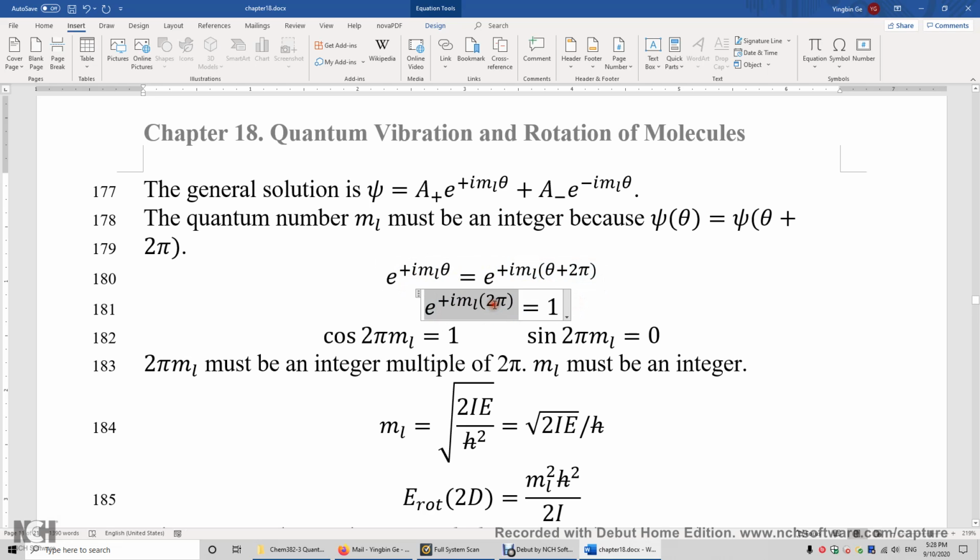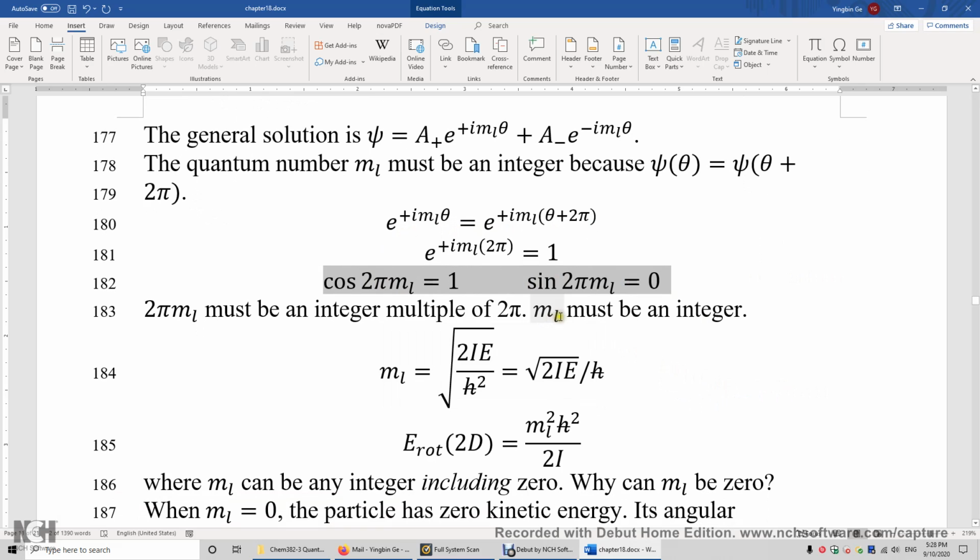We expand this exponential function. We get cosine 2 pi m sub l plus i times sine 2 pi m sub l. And then we realize the real part is 1 and the imaginary part is 0. So we have cosine 2 pi times m sub l equals 1, and sine 2 pi times m sub l equals 0. Now let's solve this. The only possible solution is that m sub l is an integer. You can try any non-integer, and you will not be able to satisfy these two equations.